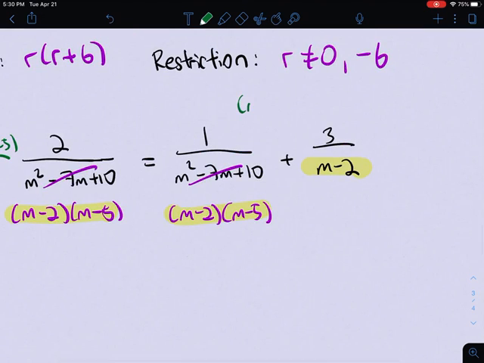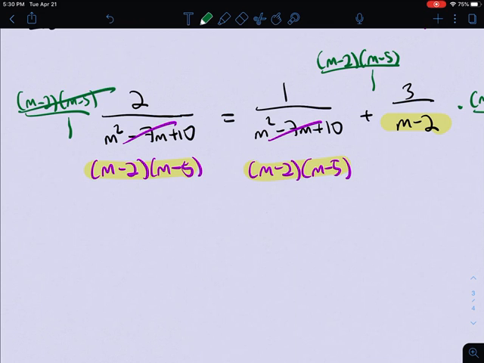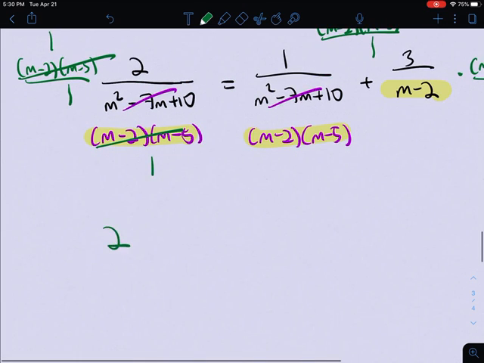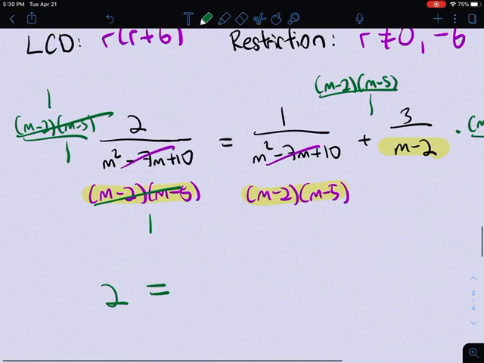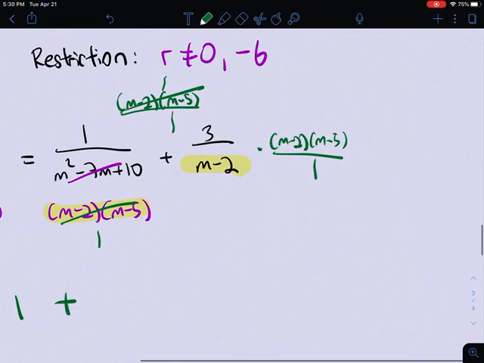I know it's kind of tedious to write this every single time, but if we don't write it, it's very easy to forget to multiply all of these by the LCD over 1. All right, let's see what we can cancel. Once again, that whole thing will cancel out with that because that's the same thing. So I'm just left with 2 is equal to. And then same thing on this side as well. These will all cancel out. So I'm just left with 1, and then plus.